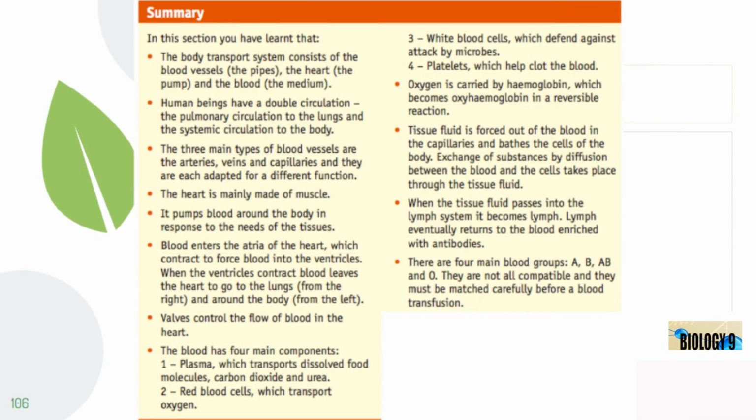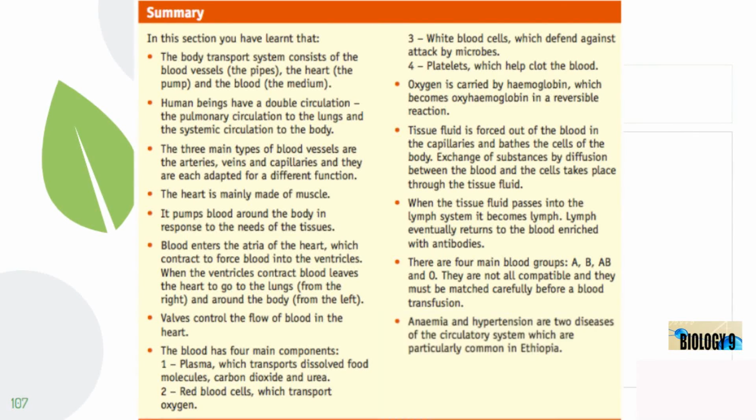There are four main blood groups: A, B, AB, and O. They're not all compatible, and they must be matched carefully before a transfusion. And anemia and hypertension are two diseases of the circulatory system which are commonly found in Ethiopia.